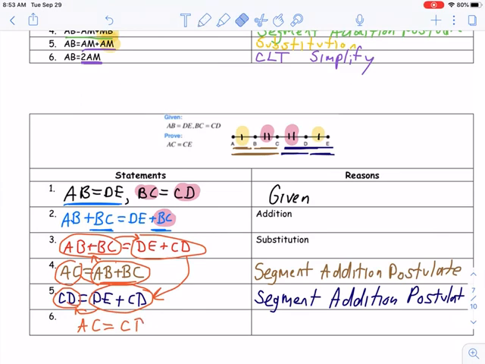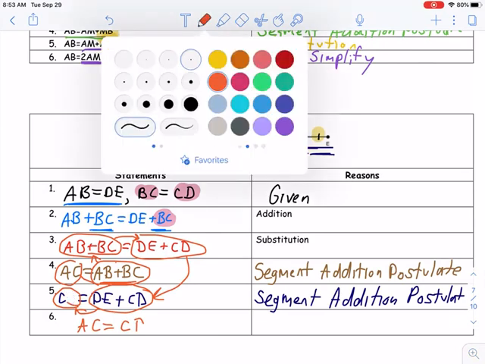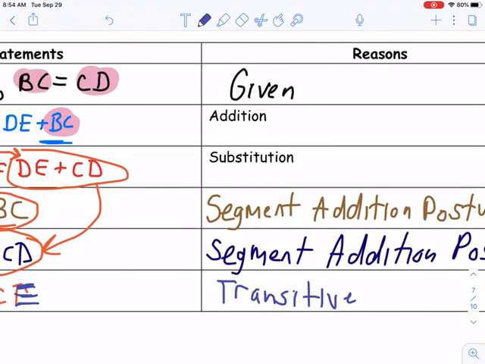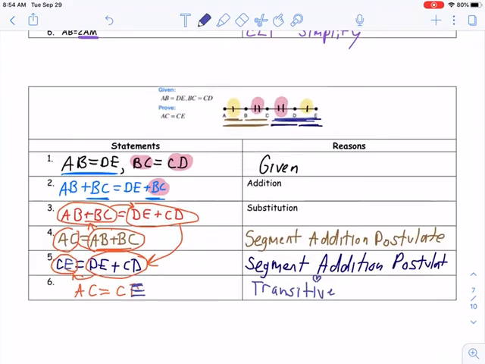brain fart. In statement 4, that should have said CD. That should say CE. CE was the whole thing. A little brain fart right there, I'm so sorry. Hopefully you guys caught that. So AC equals CE by transitive. Minor brain fart. Hopefully you caught my mistake before I did. We'll put a heart here because it's all love. Just an honest mistake. Teachers do that every now and then.